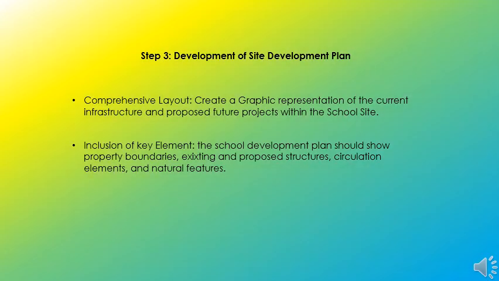Step 3. We need the development of a site development plan. Comprehensive layout: create a graphic representation of the current infrastructure and proposed future projects within the school site. Next is inclusion of key elements. The school development plan should show property boundaries, existing and proposed structures, circulation elements, and natural features.